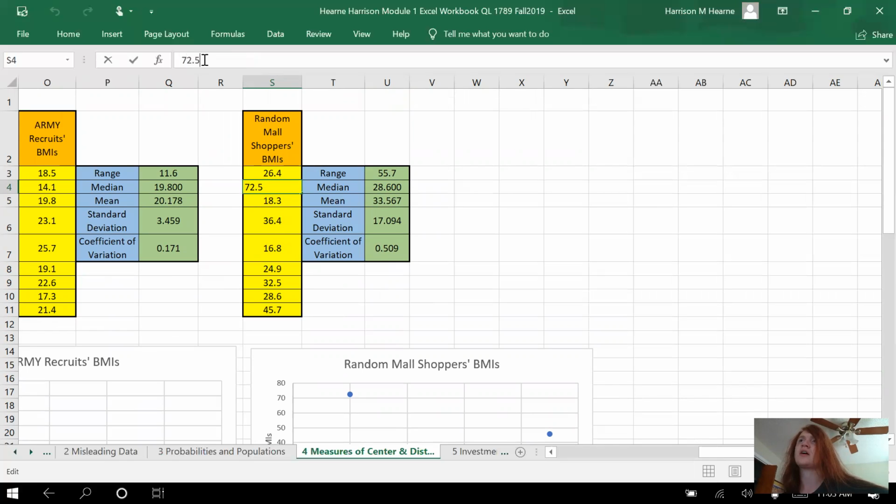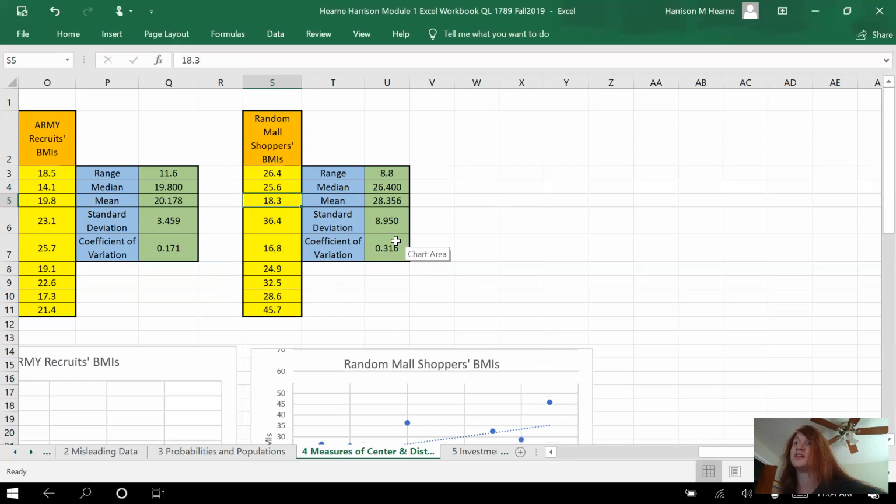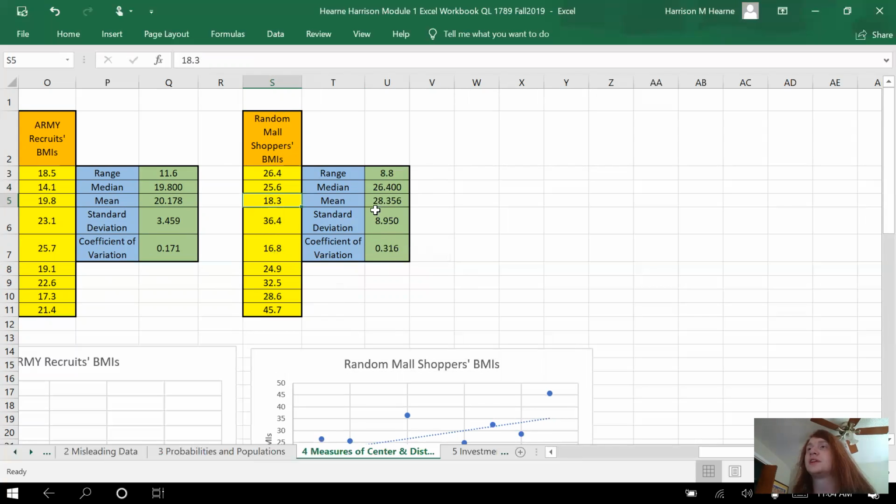So let's pretend that this 72.5 is a more normal number. Let's turn it into 25.6. I know that's kind of around a lot of these others. And since we set up our formula properly in Excel, I won't even have to do any additional math. It'll change it on all these numbers on the fly for me as soon as I hit enter, which I just did. And you can see that the standard deviation shot down to 8.9.